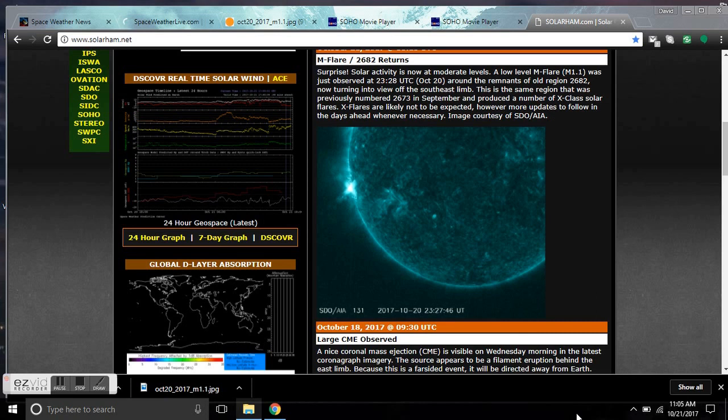What you're looking at: while you slept, there was an M1.11 solar flare that shot off of the flank of the sun. This sunspot region is now designated as 2682, turning into view on the southern limb. This is the same region that was previously numbered 2673, the sunspot area that gave us those X flares back in September.